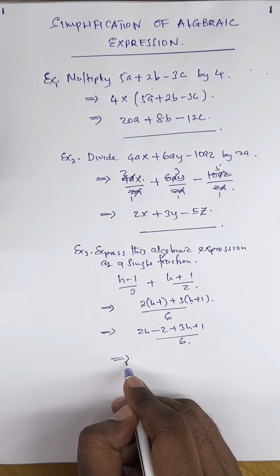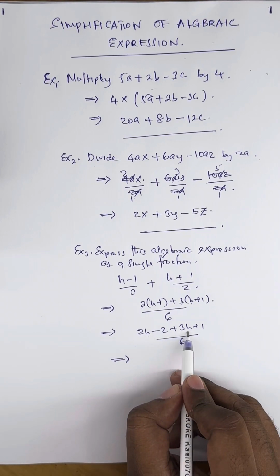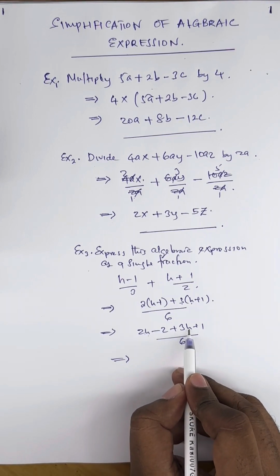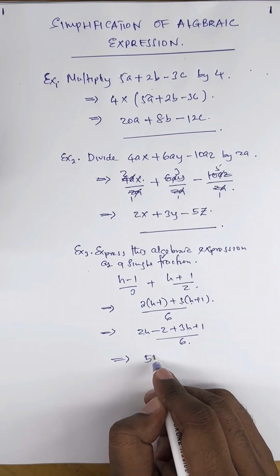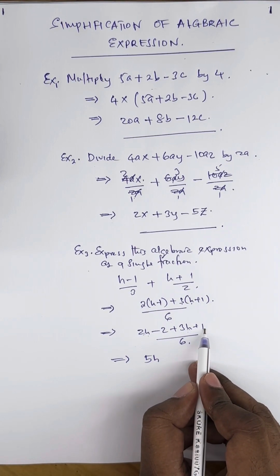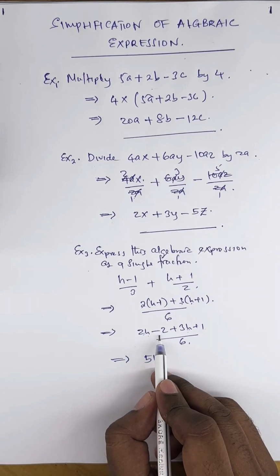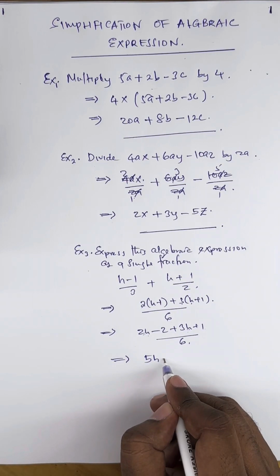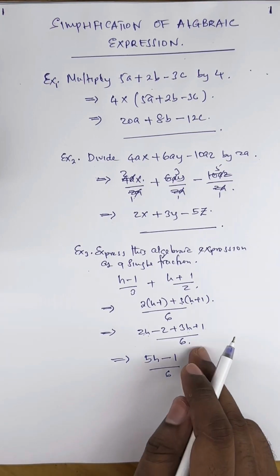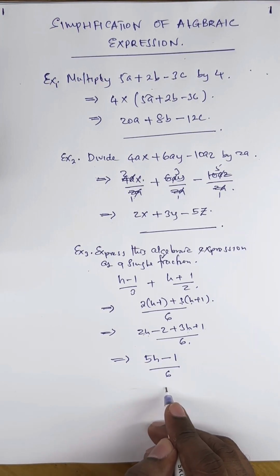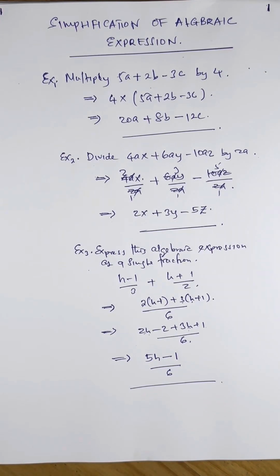Then you have 2h add 3h. These are like terms because they have h. So 2h add 3h is 5h. These don't have any letter, so they are just numbers. Negative 2 add 1 gives negative 1, all over 6. So you have expressed this as a single fraction. This has to be your final answer.